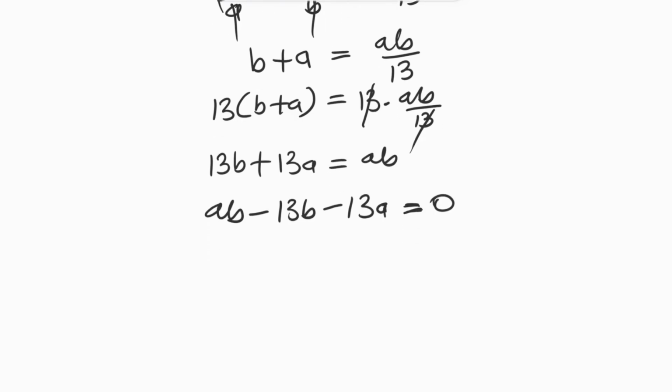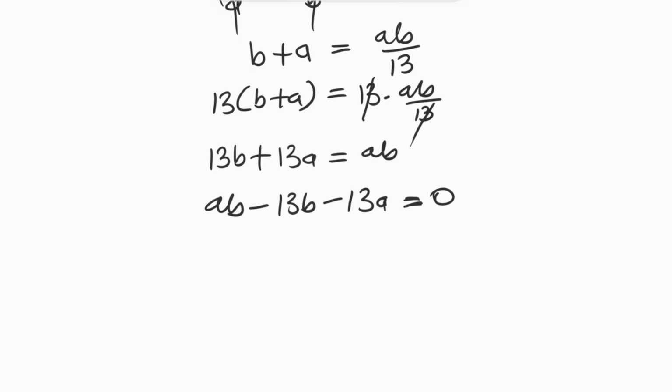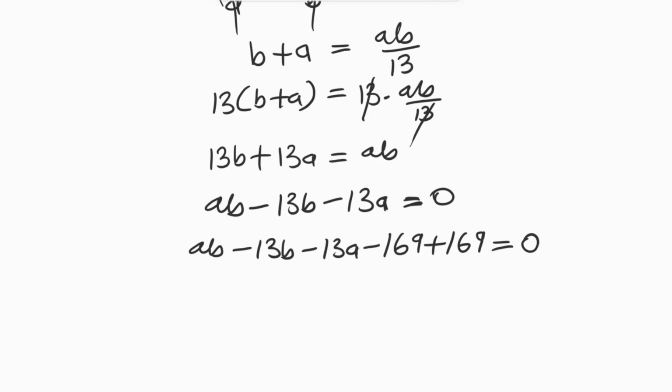Okay, so this is some kind of manipulation because of what we're trying to achieve at the end. Now we know that we can add after minus 13a: minus 169 plus 169 is equal to 0, which means that there is nothing at that position after minus 13a.